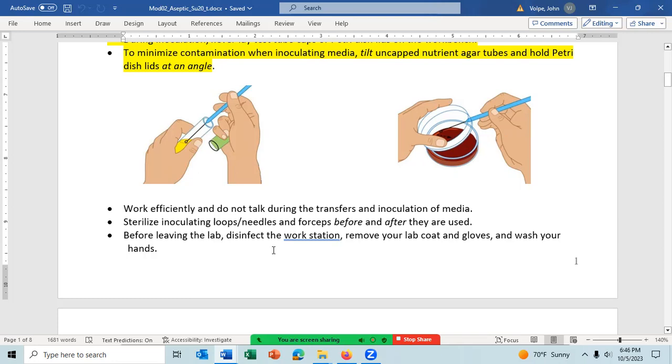You should also sterilize the inoculating loop or needle before you work. Sterilize the forceps, which we do use in this lab. Disinfect the workstation, meaning the area you're working with, before you begin work. And then it helps if you're wearing a lab coat and gloves and washing your hands.